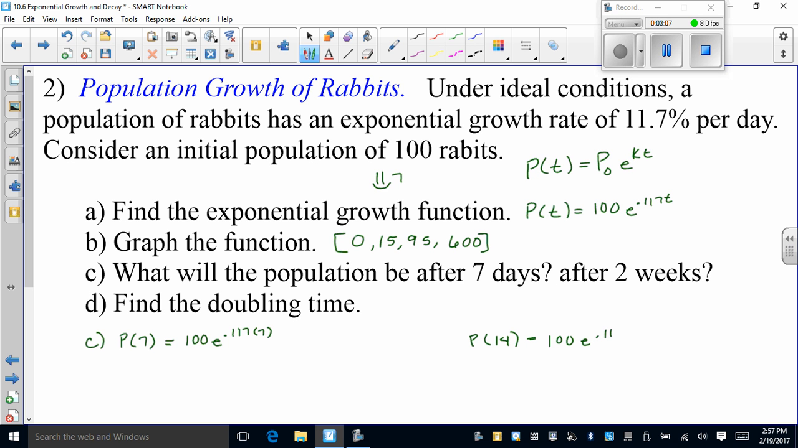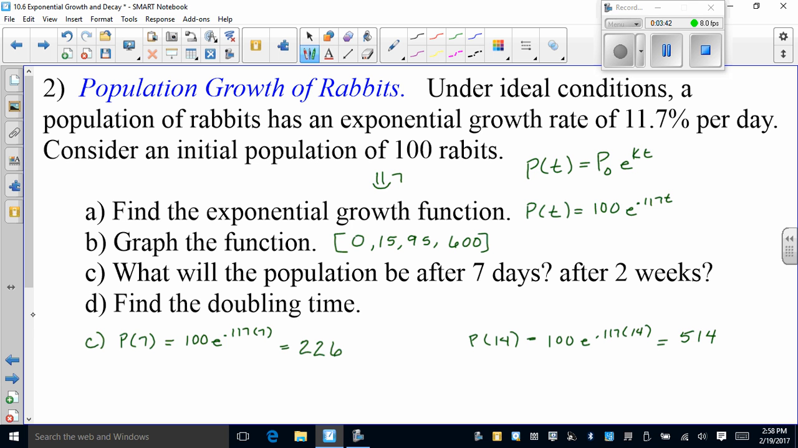So when we put these into the calculator, at 7 days, P of 7 is going to give us about 226 rabbits. You are not, by the way, going to give me a partial rabbit on this. If it's very, very close to the next number, you can round up, otherwise round down. And at 14 days, or 2 weeks, the value is going to be around 514 rabbits. Okay, so again, this is just putting this in the calculator and getting values.